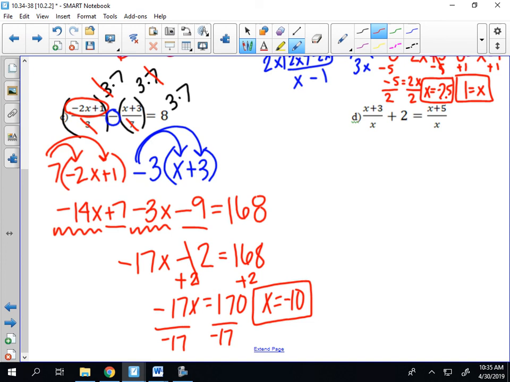So the tricky part about this one was understanding that you did have to use the distributive property here and here in order to simplify it down.